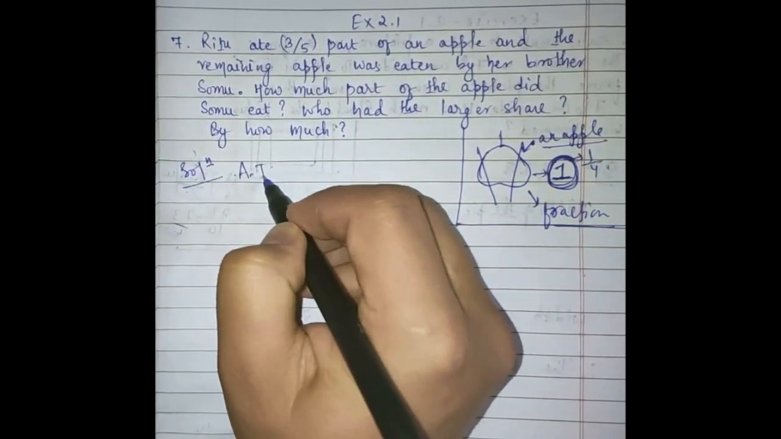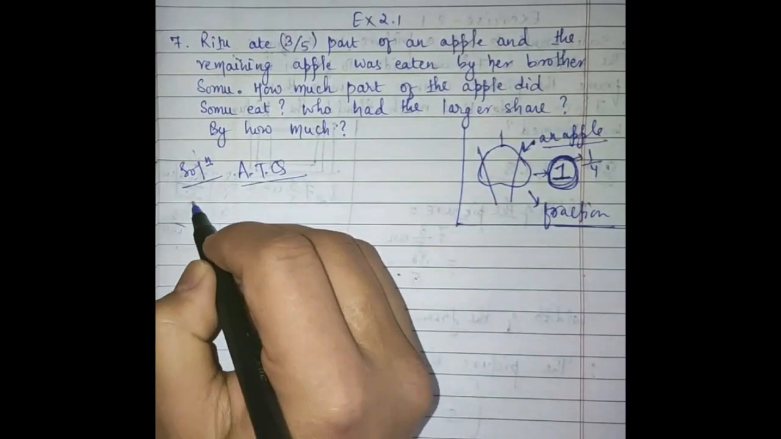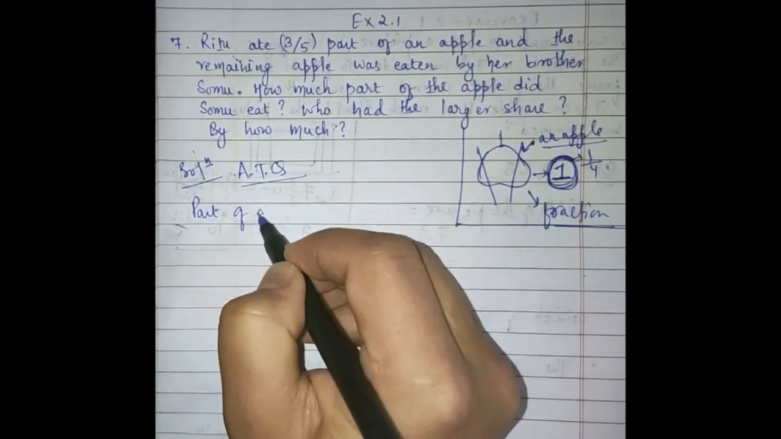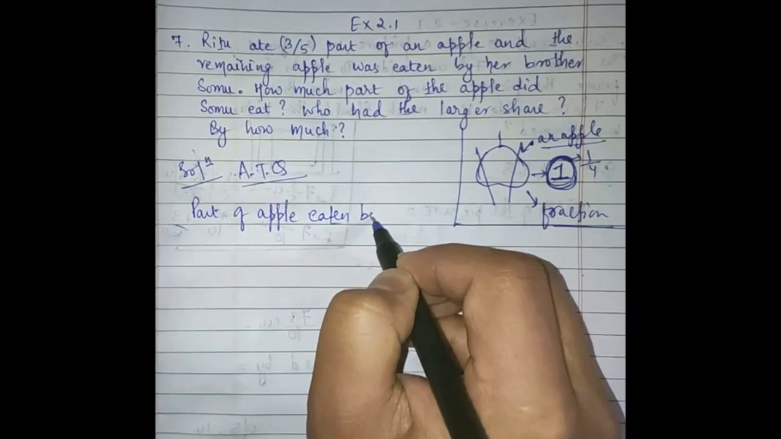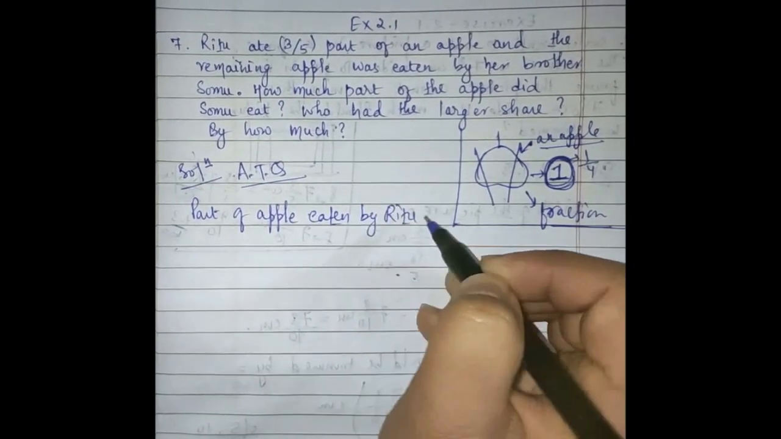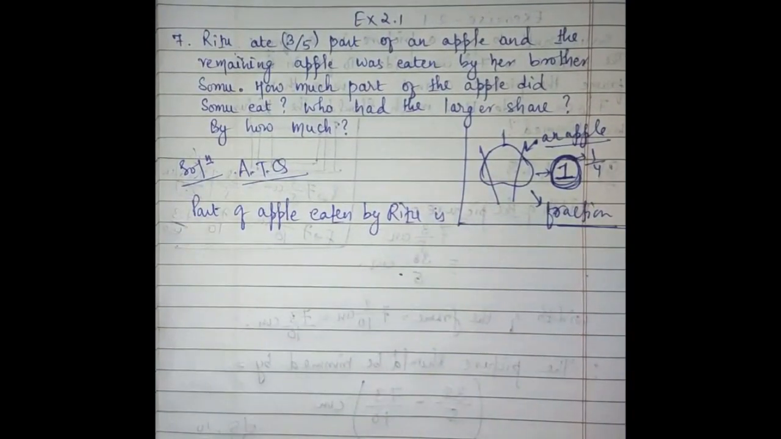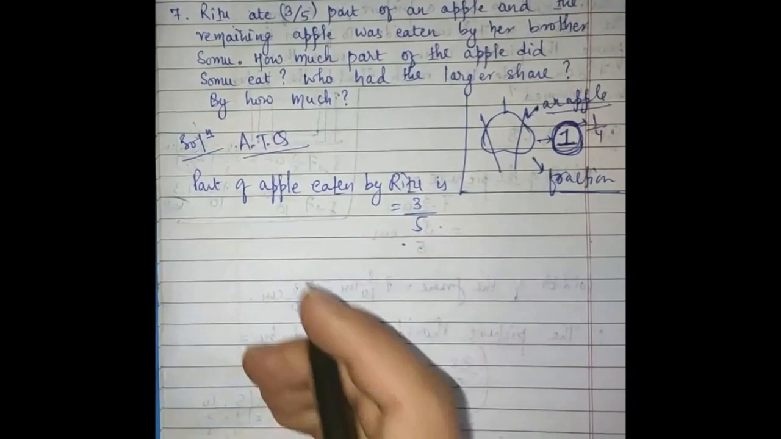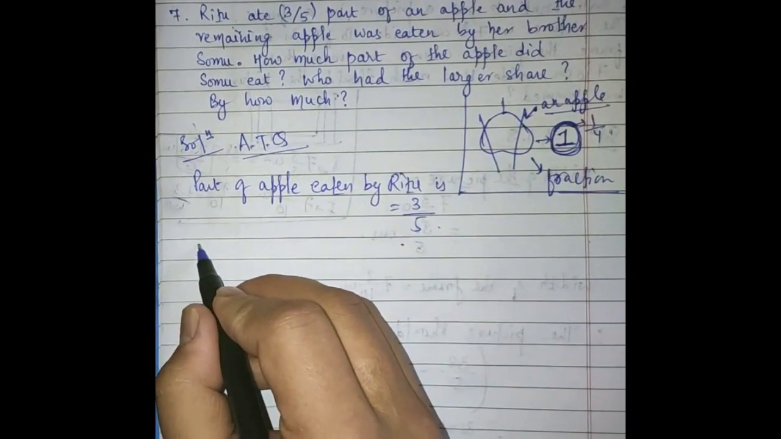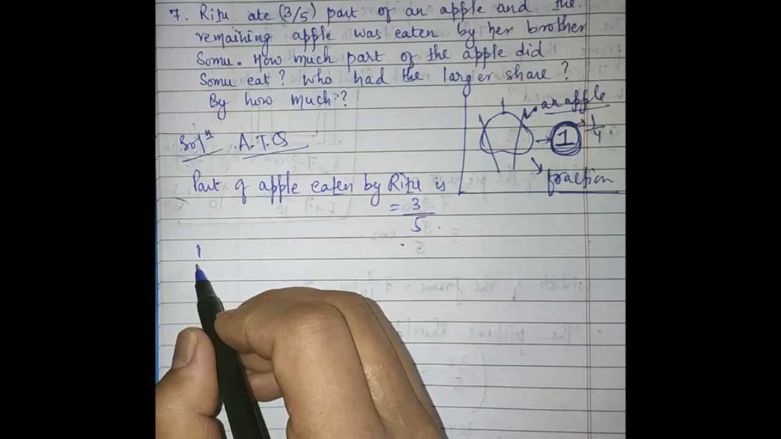According to the question, part of apple eaten by Ritu is given in the question, no? So first of all, I am writing what part Ritu ate. It is 3 by 5. Alright. So now we have to calculate the part of apple eaten by Somu.